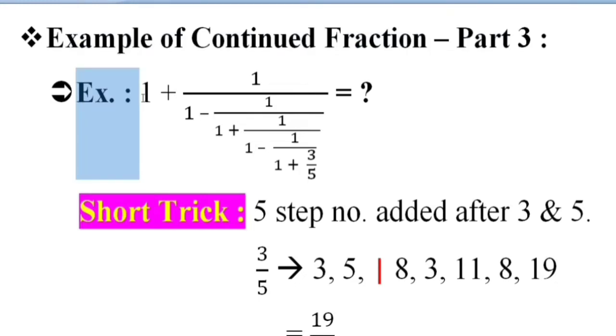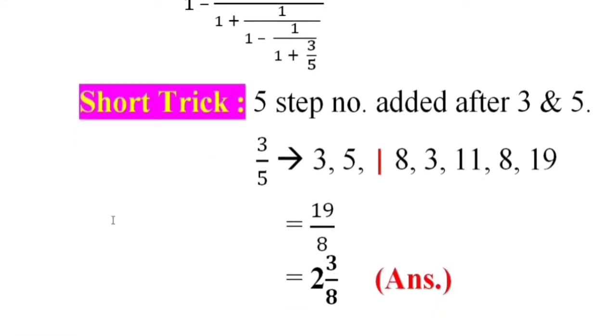Example: 1 plus 1 by 1 minus this problem equals what? Short trick: 5-step numbers added after 3 and 5. 3 by 5, we write 3, 5. And 3 plus 5 equals 8. And 8 minus 5 equals 3. Minus, that means this is minus.